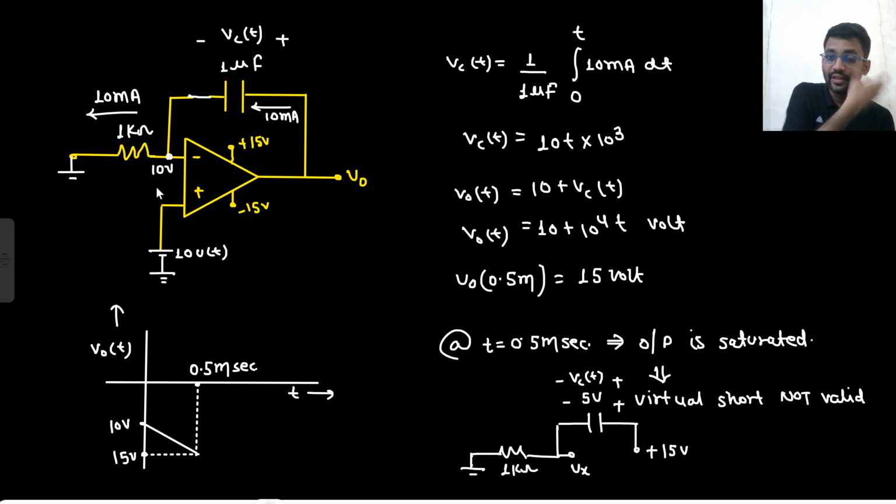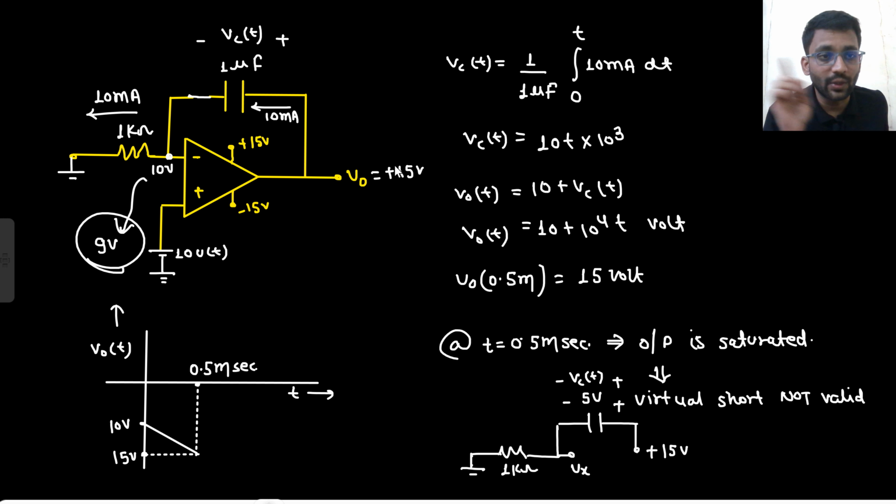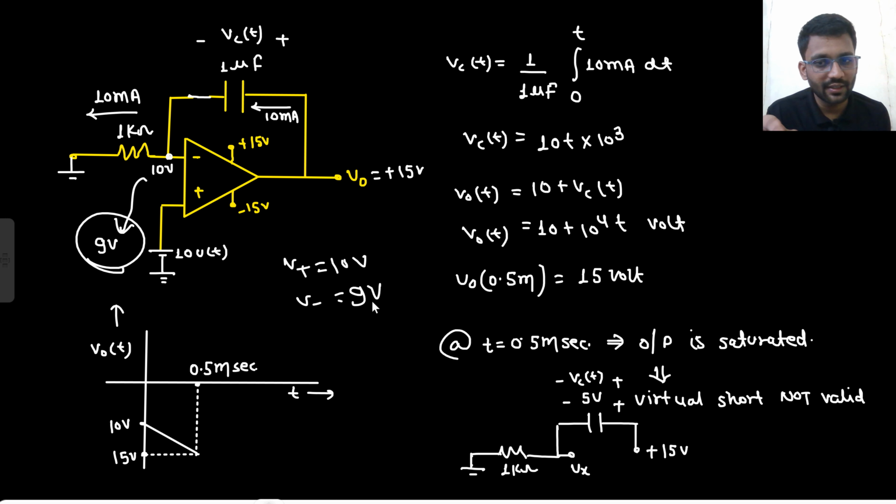Right. So this is the node Vx, trying to go from 10 to 0 volt. Now if the Vx node moves to 9 volt, is there any issue at the output? Output is saturated to plus 15 volt. No, because your V positive is at 10 volt and your V negative node is going down to 9 volt. Output will still be at 15. If it goes to 8, 7, or 5 volt, there is no issue. The V negative node is going down, so output will always be at 15 volt.